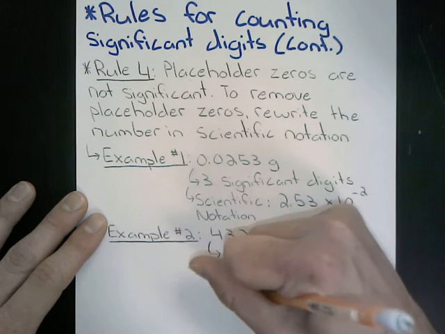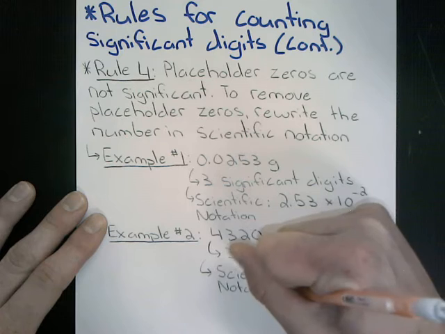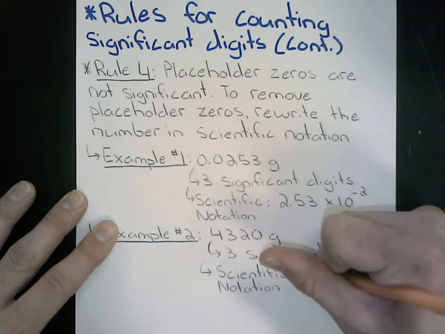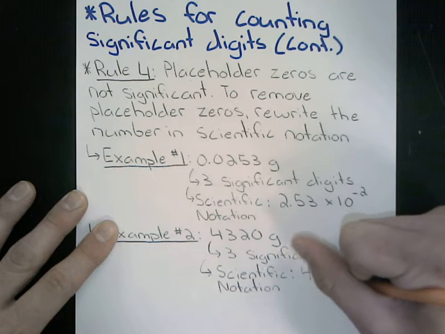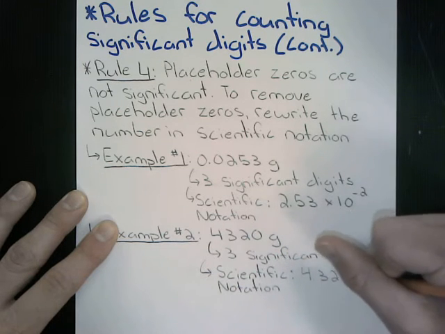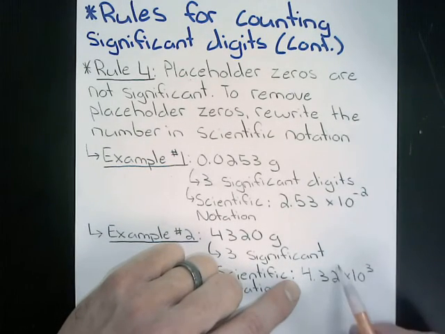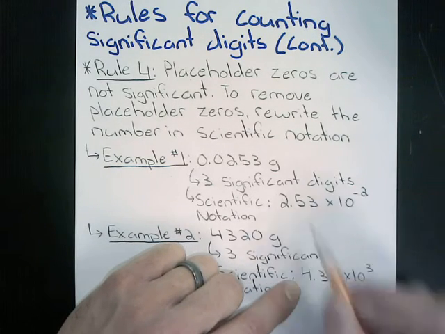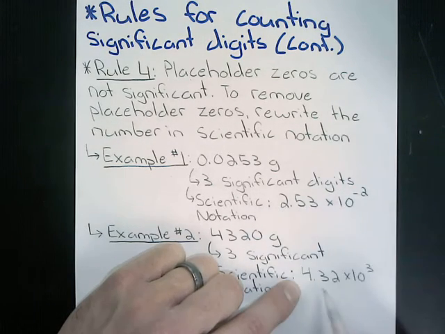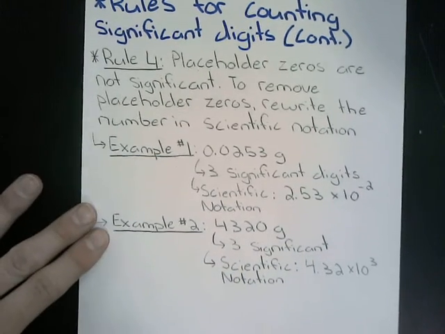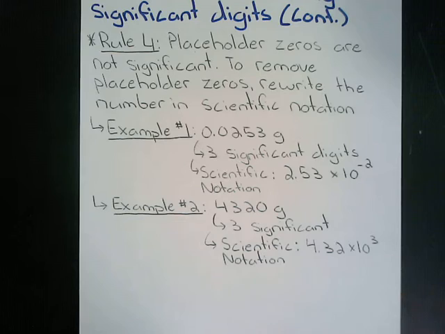And so again, it's really important to note this. We only count the numbers in front of the times 10 business. Okay, so we only count these numbers when we're counting significant digits. Again, the 2.53 and the 4.32. Okay, so that's how we eliminate that ambiguity of rule number 4 here.